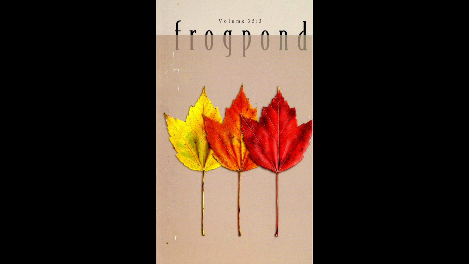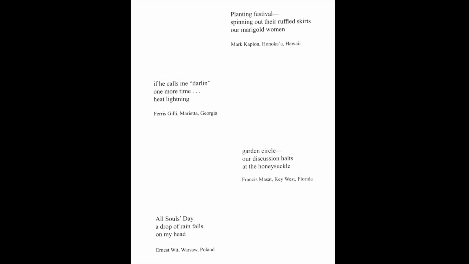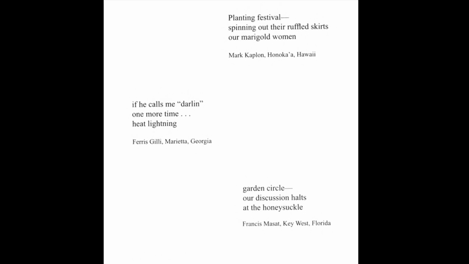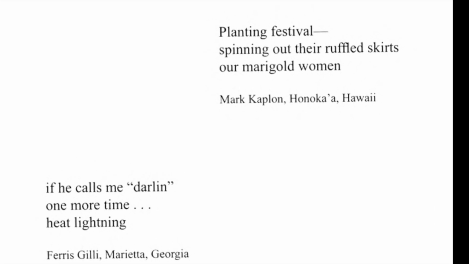And then we come over to Frog Pond. This is their upcoming issue for the fall season, and they, like I said, publish haiku with more traditional nature themes. And actually, I myself have gotten two haiku published from them over the years, so let me show you those. This is from the autumn 2012 issue, already a dozen years ago. And here's my haiku up at the top. "Planting festival, spinning out their ruffled skirts, our marigold women." That's something I wrote in the garden, was growing lots of marigolds. My wife was with me in the garden, and that was an image and idea that came to me.